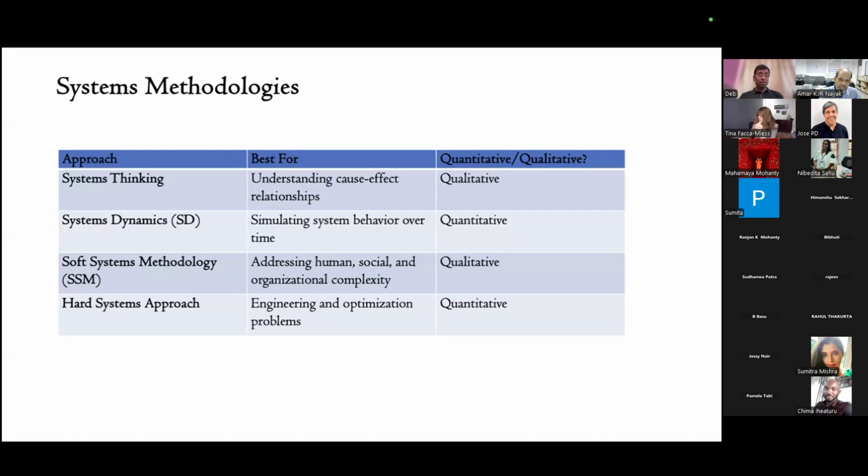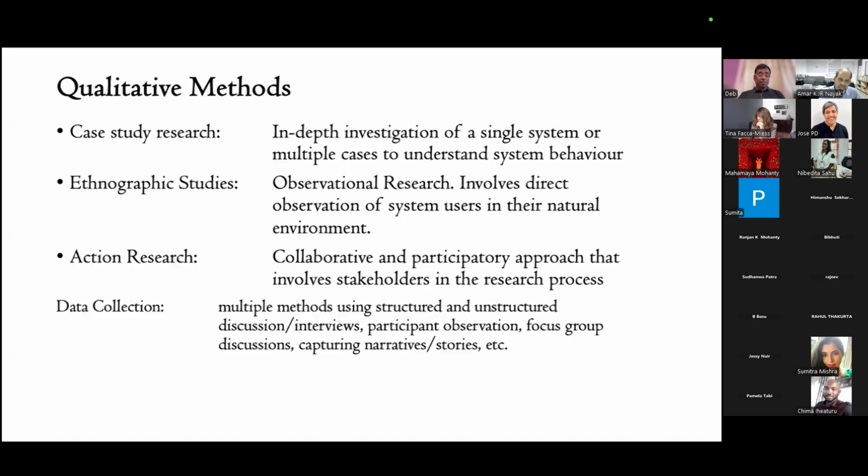The soft system methodology addresses human, social, and organizational complexity, and is broadly qualitative. The hard system approach addresses engineering and optimization problems. They are quantitative and use operations research. As Professor Amar was talking about the qualitative methods in the beginning, one method used in systems research is a case study approach.